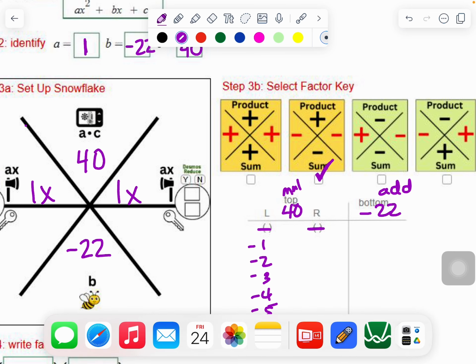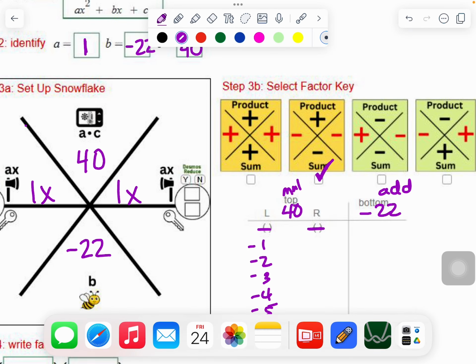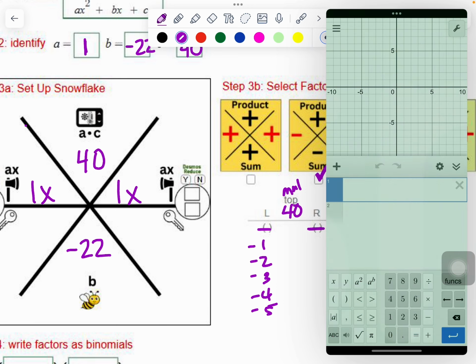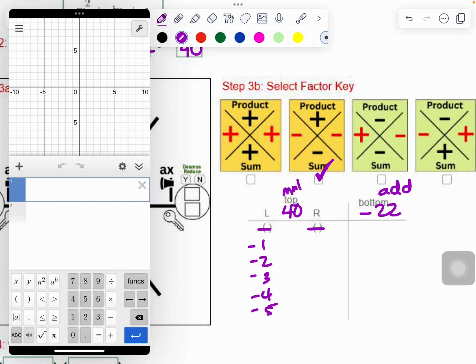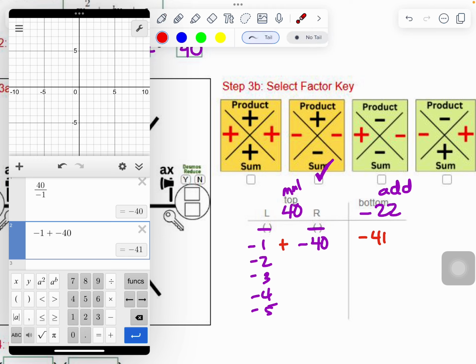Let's go ahead and use our calculator to help us do this. Let's see if my calculator will work. There we go. All right, so I'm going to take 40, and I'm going to divide it by negative 1. Well, I get negative 40, so I'm going to put negative 40 here. And then I'm going to go ahead and add those. Negative 1 plus negative 40 gets me negative 41. Is that what I want it to equal? Does that equal this negative 22 here? No. So I get to cross this one out. This is not going to work for me.